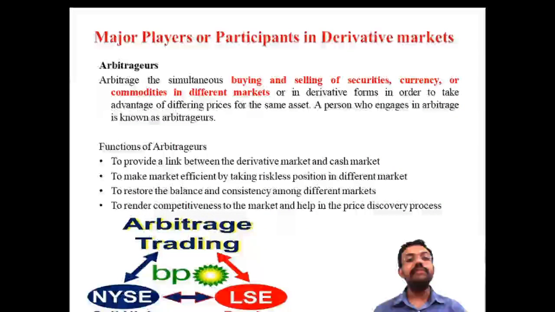And the third one is arbitrageurs. Arbitrageurs are depending on two markets. Arbitrage is a simultaneous buying and selling of security or currency or commodity in different markets.